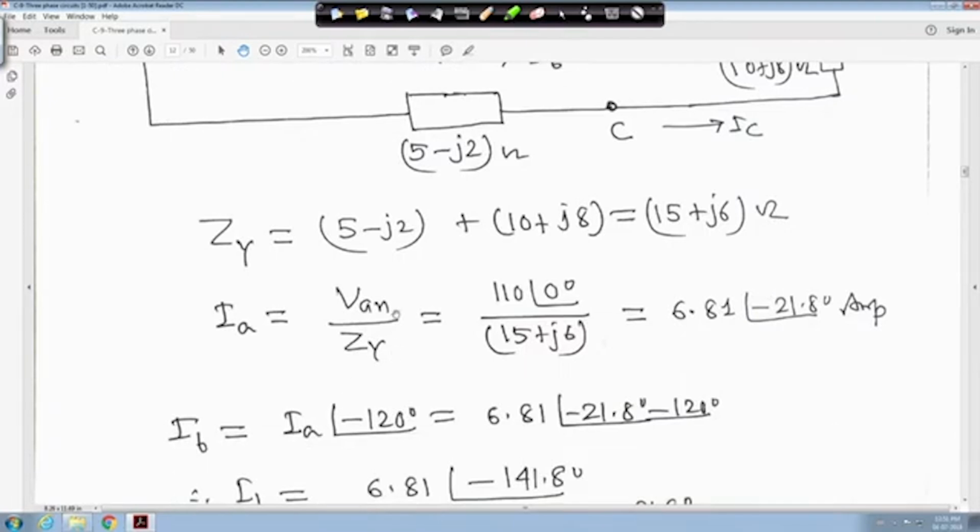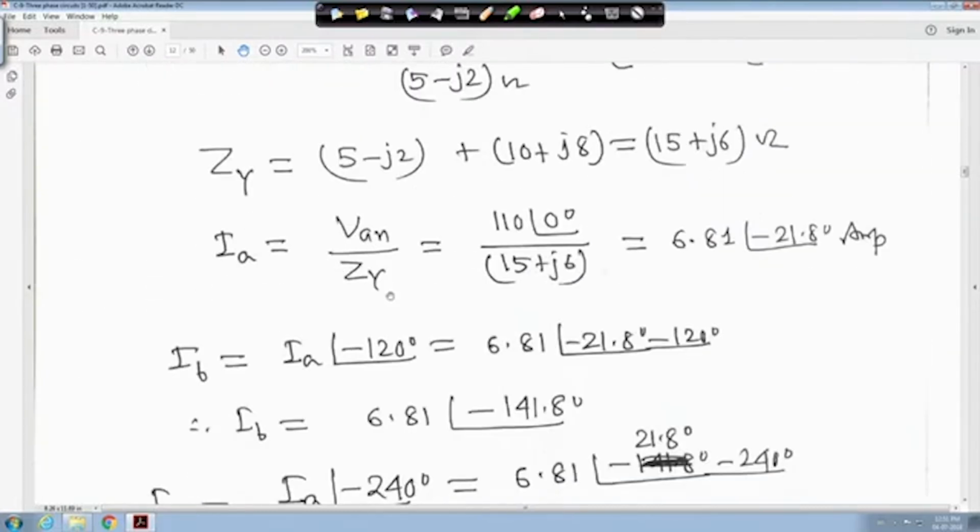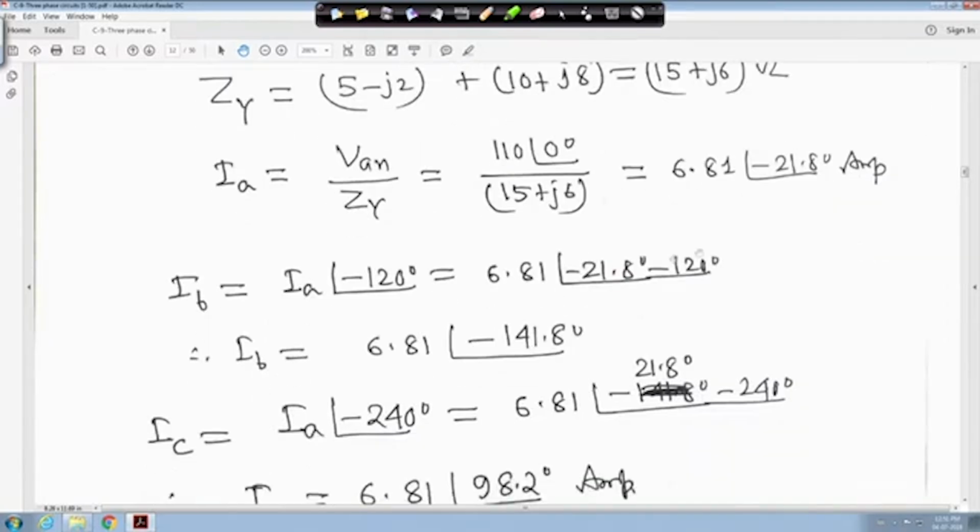Therefore, IA is computed with the same relationship, although the line impedance is given separately, we have clubbed them together. Therefore, IA is equal to Vn upon Z star, equal to 110 angle 0 by 15 plus j6, equal to 6.81 angle minus 21.8 degree ampere. Similarly, we have derived the relation IB is equal to IA angle minus 120 degree. So, it will be 6.81 angle minus 21.8 degree minus 120 degree, so minus 141.8 degree.